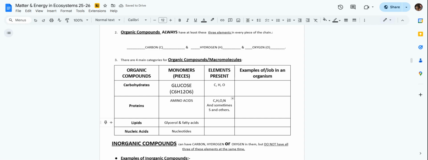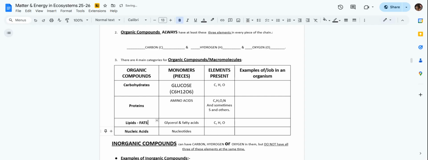Lipids are chains of glycerols and fatty acids. They only have carbon, hydrogen, and oxygen in them, just in different quantities than carbohydrates. Actually, if you eat too many carbohydrates in your diet, they will be rearranged and stored as lipids or fats. So another word for lipids is fats. Okay. And then if you are on a diet and you don't have enough carbohydrates in your body, the fats will be rearranged, turned into carbohydrates, and then used.